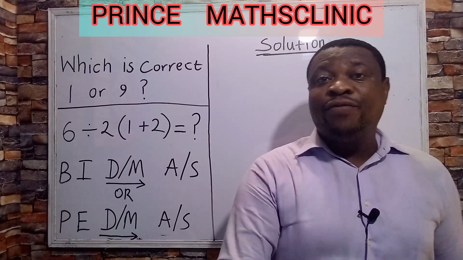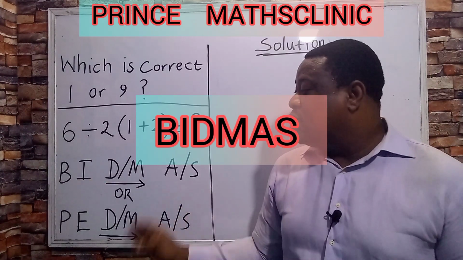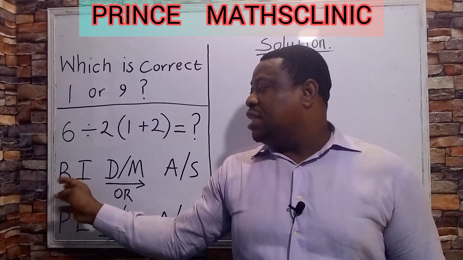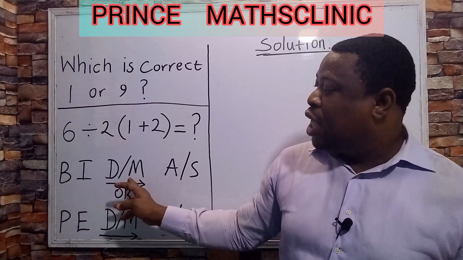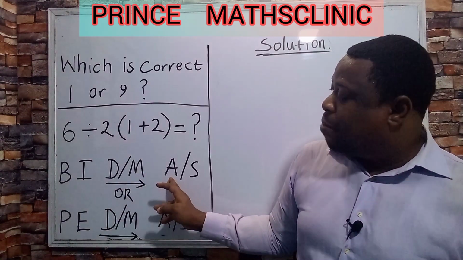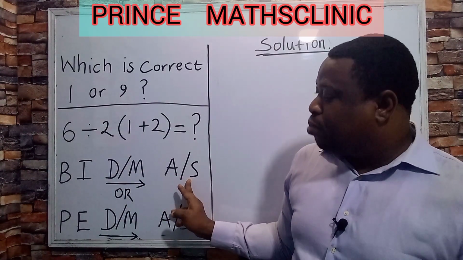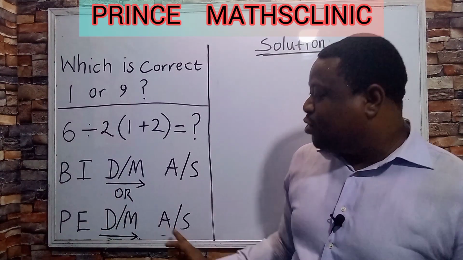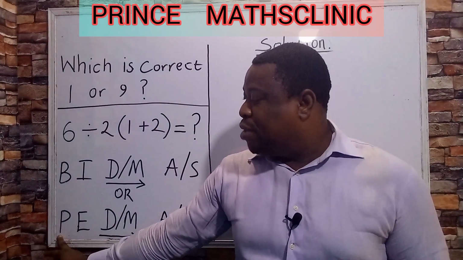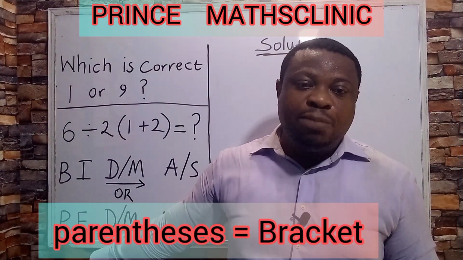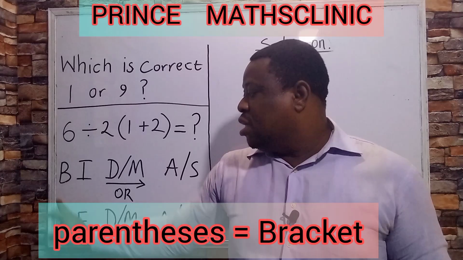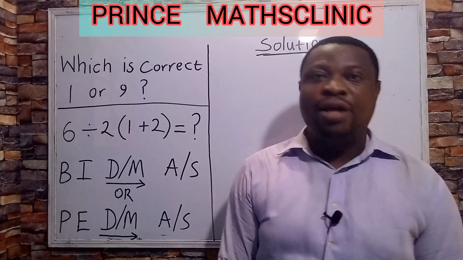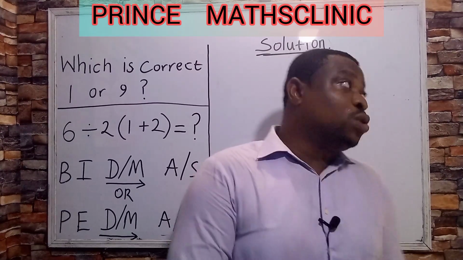Then we also have what we call what? BIDMAS or PEDMAS, where B represents bracket, I represents index, D represents division, M represents multiplication, A represents addition, and S subtraction. Now the same thing here. This is division, multiplication, addition, subtraction. But here P means what we call parenthesis. Parenthesis simply means bracket. Then E means exponent. Exponent means what? Index or power. Now let's go right into the solution.